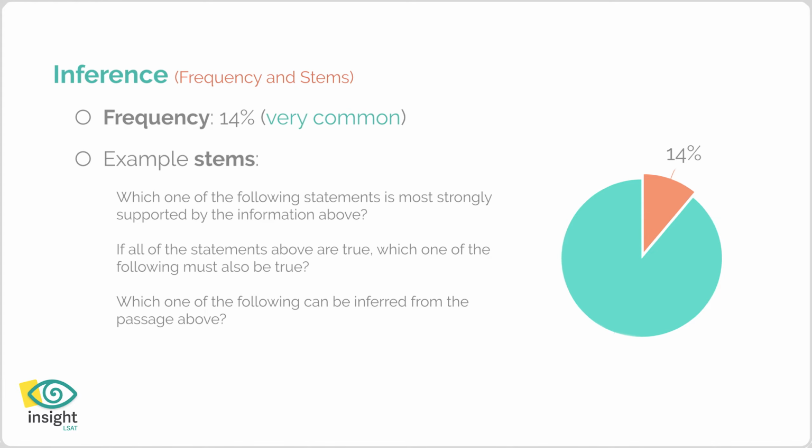Here are some sample stems that indicate inference questions. Which one of the following statements is most strongly supported by the information above? If all of the statements above are true, which one of the following must also be true? Which one of the following can be inferred from the passage above? Notice how they all gesture at support coming from the passage to the answer choice. This is the defining quality of inference questions.